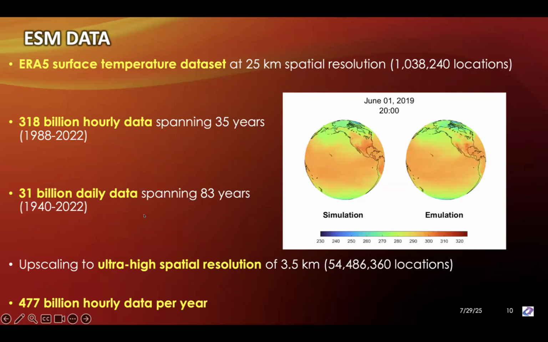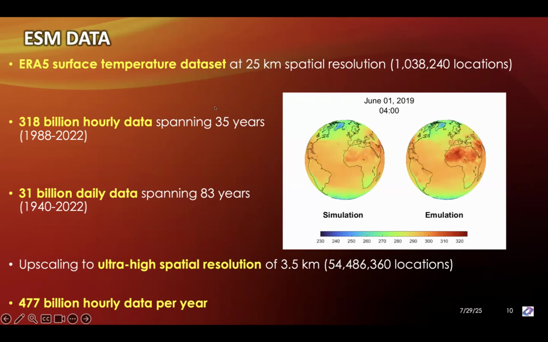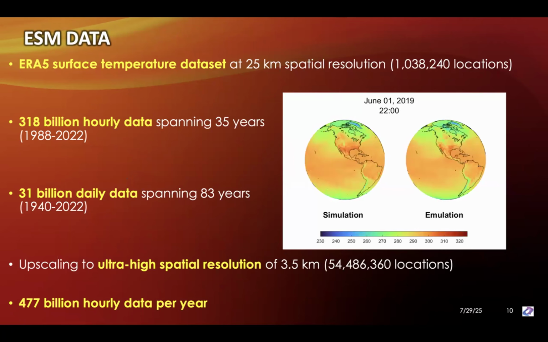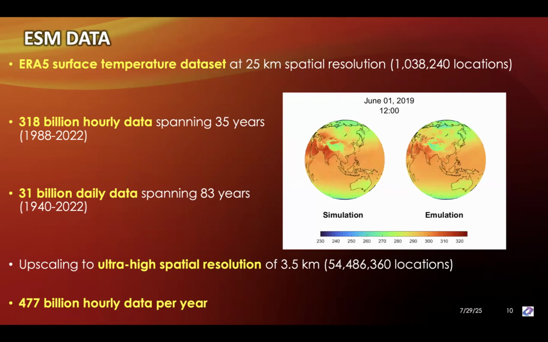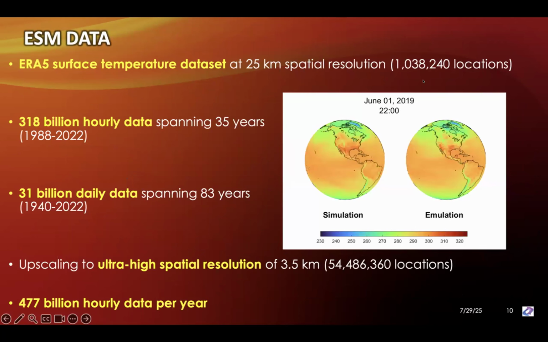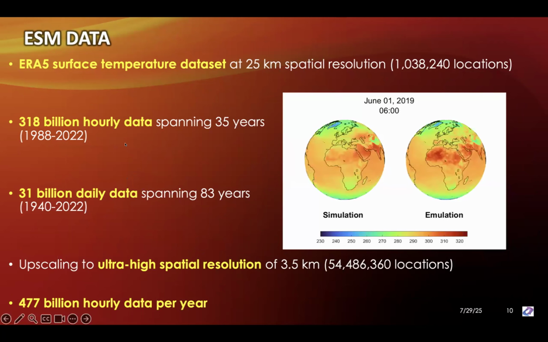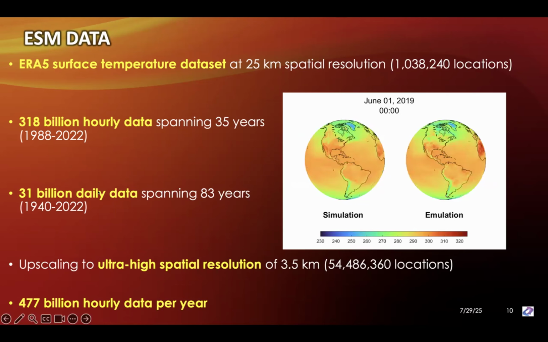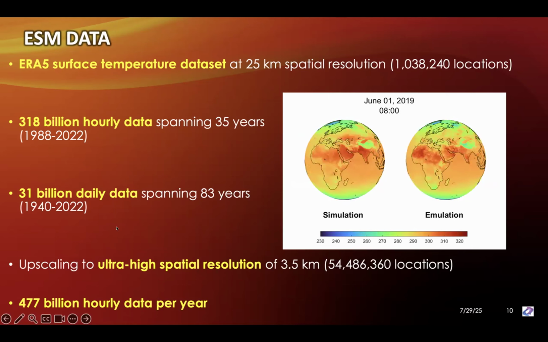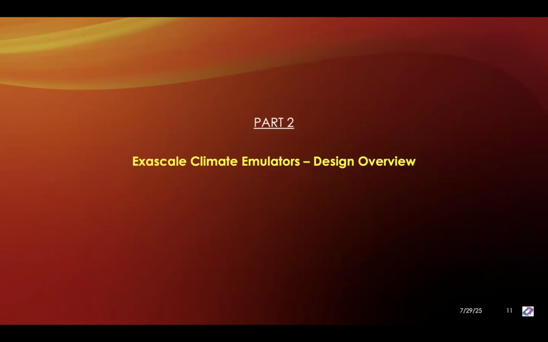So this is the data that you will also use part of in your runs. We depend on the ERA5 2 meter temperature dataset, and we used it up to 25 kilometer spatial resolution, with a total number of spatial locations around 1 million. We also train our model using hourly and daily data: 318 billion hourly data points and 31 billion daily data points, and we were able to scale our runs to 3.5 resolution.